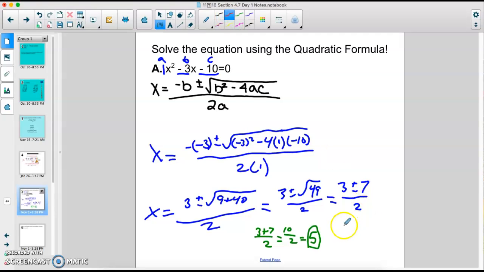Okay, then the other scenario here, 3 minus 7 divided by 2, that gets us negative 4 over 2, which equals negative 2. And so my two answers are 5 and negative 2.